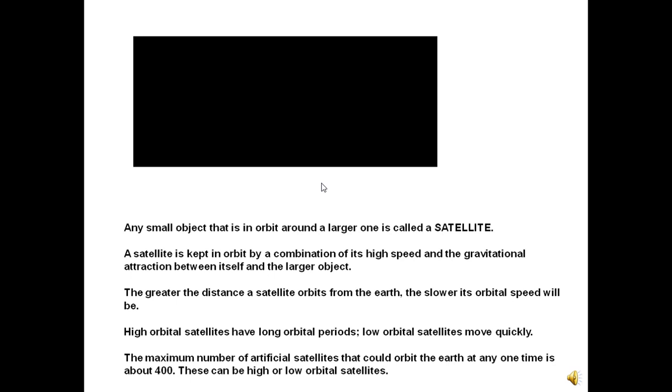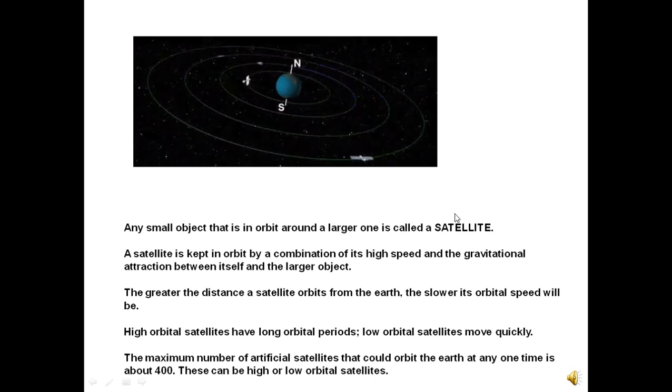And there are two kinds of orbits we're going to think about. One is a geostationary or geosynchronous orbit, and the other is a low polar orbit. So let's look at those then. Firstly, why do they orbit in the first place? Well, these satellites are all performing circles around the Earth.